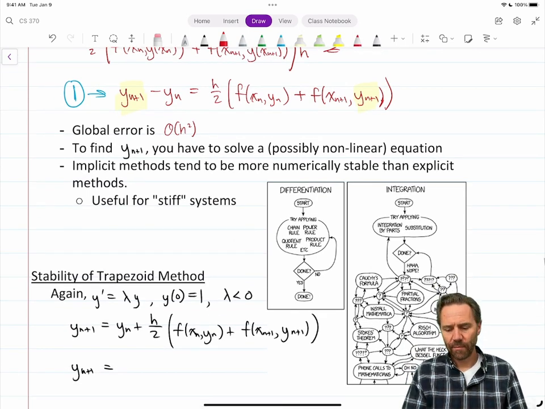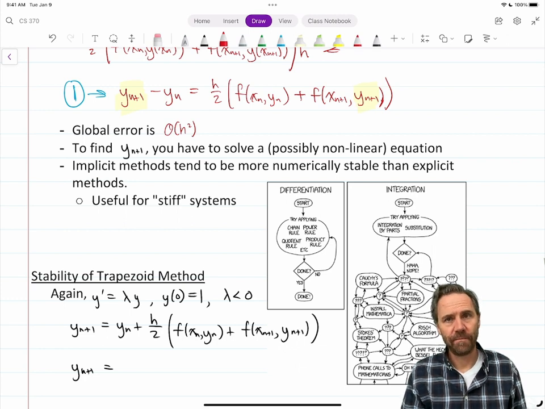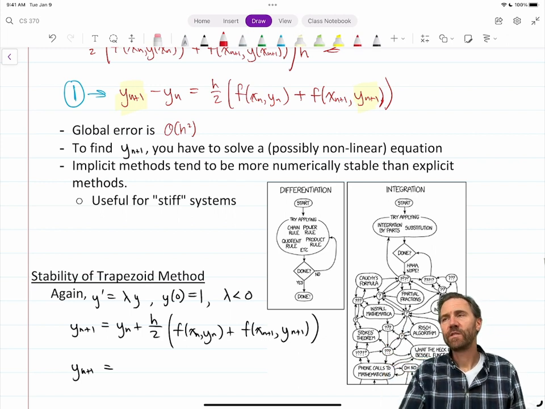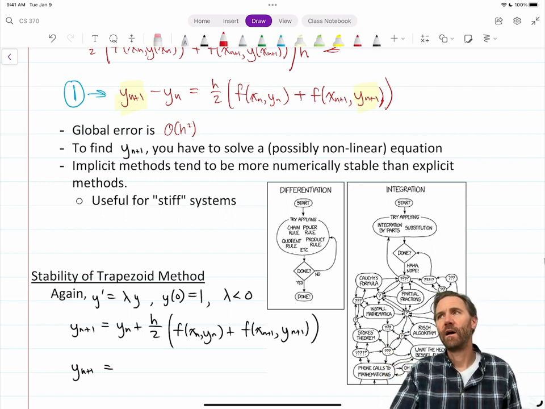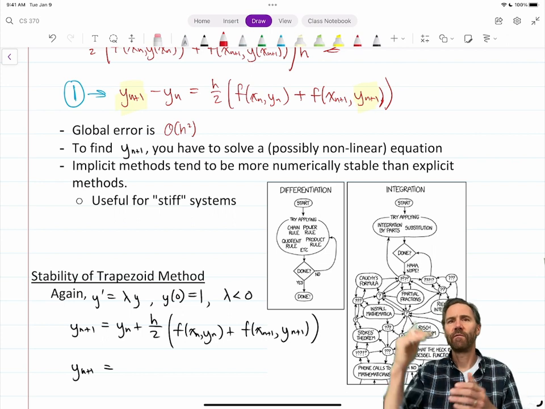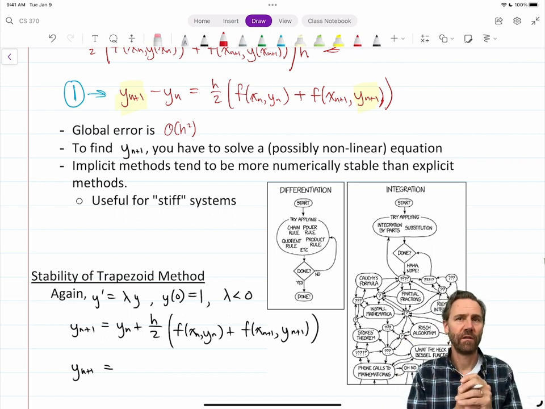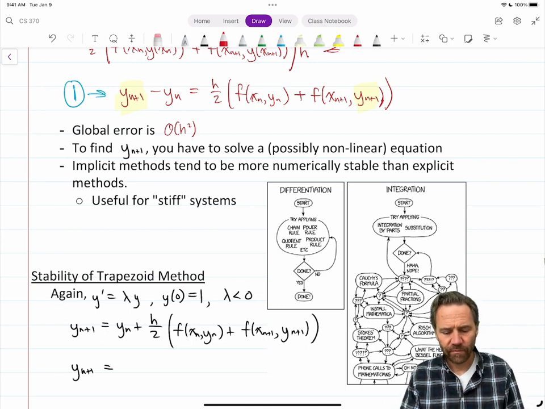Implicit methods tend to be more numerically stable than explicit methods. Stable, meaning what I'm talking about in this lecture, is the property of converging to an equilibrium when the real system does. So these implicit methods tend to be better at converging to equilibrium than the explicit methods. It's useful for stiff systems.